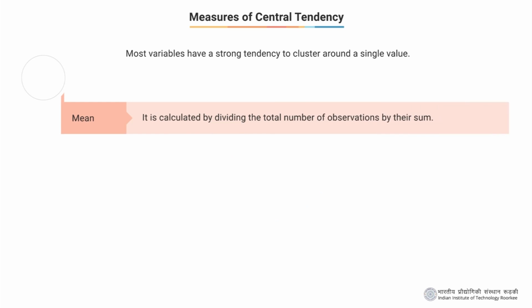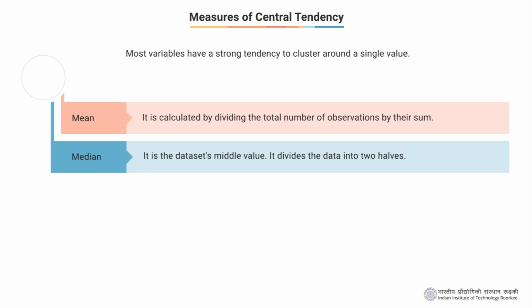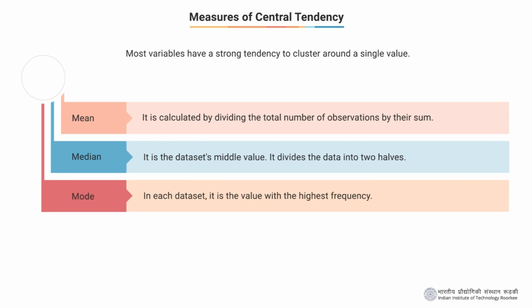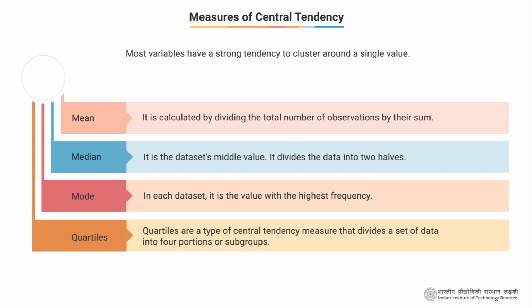Mean. It is the sum of observations divided by total number of observations. Median. It is the middle value of the dataset. It splits the data into two halves. Mode. It is the value that has the highest frequency in a given dataset. Quartiles. Quartiles are a measure of central tendency that divide a group of data into 4 subgroups or parts. In the next set of videos, we'll talk about these measures of central tendency in greater detail with more examples.